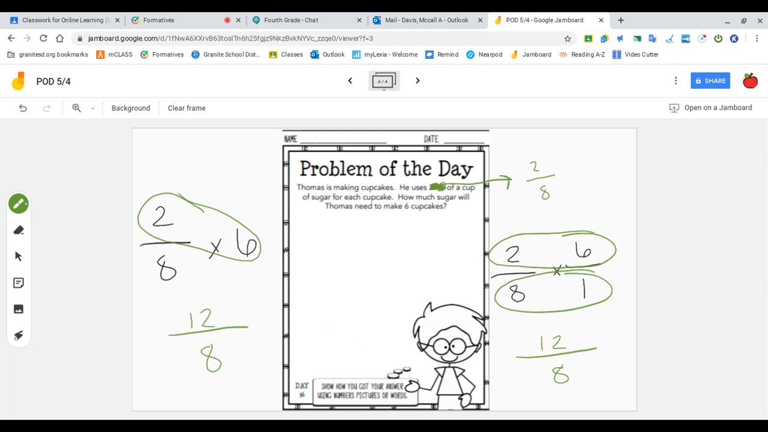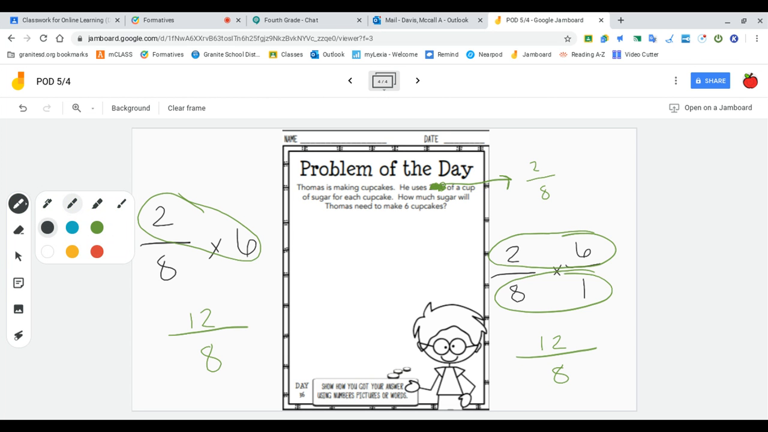This is one answer, 12/8, but it's not the most correct answer because this is an improper fraction, meaning the numerator 12 is bigger than the denominator 8. So what I'm going to do is convert this improper fraction into a mixed number, which will be the most simplified form for this answer.